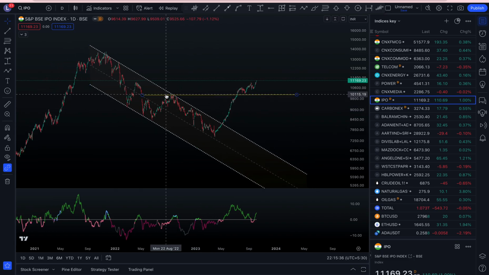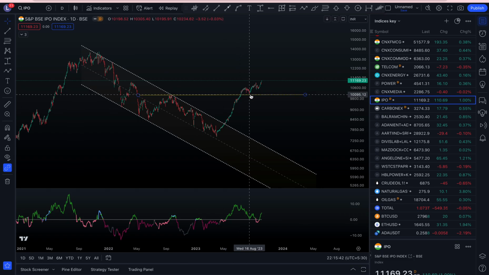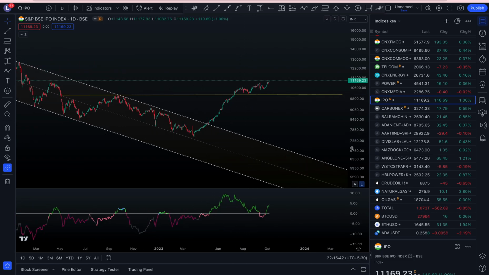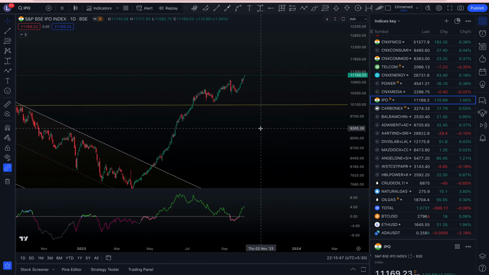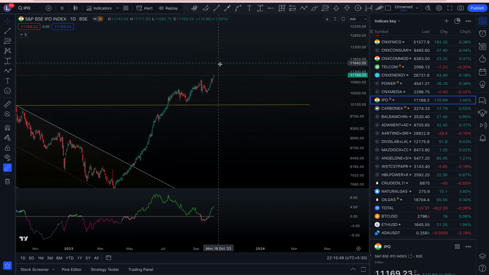And we have broken out of this base, and after that we are now making subsequent higher highs and higher lows. So right now IPO is the flavor. And the moment these guys start stopping, at that time we also should take the pedal off the gas from IPO names, right? So this is a clear system.